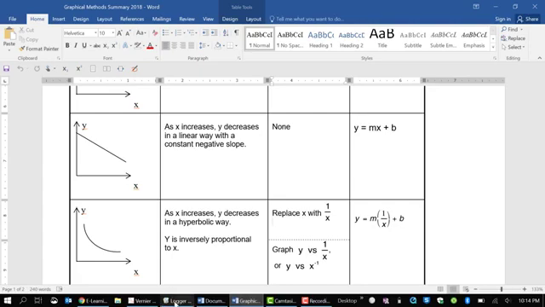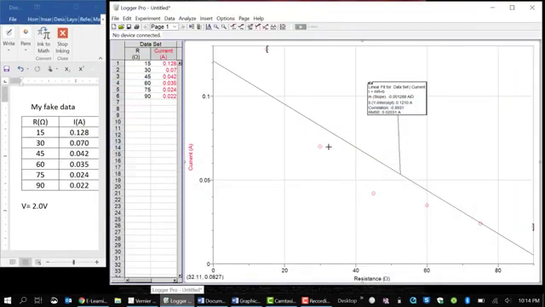So if we go back to our LoggerPro, let me just minimize this. Our x-axis is resistance right here. Instead of using resistance, we want the inverse of resistance, which is 1 divided by the resistance. We could do all the math ourselves and put in a new column, but it's really pretty easy to make the computer do it for you.